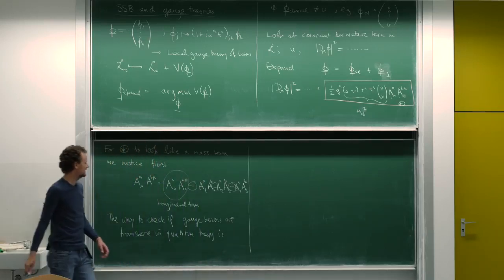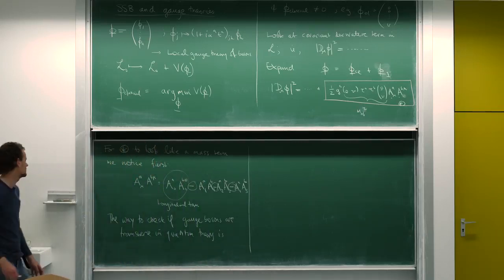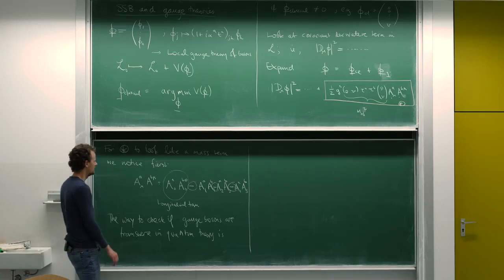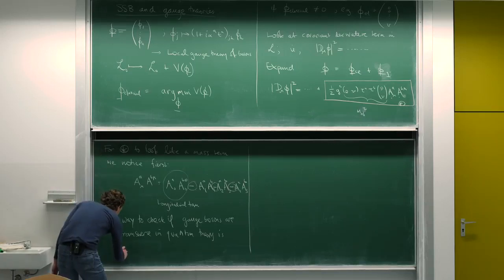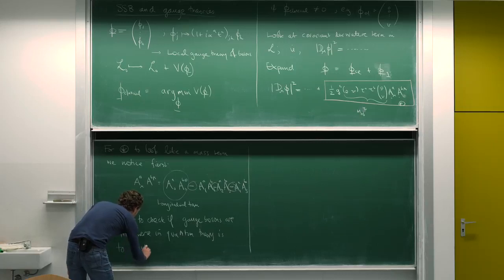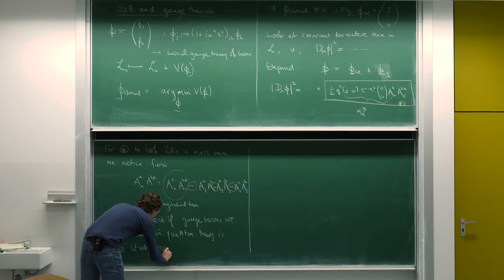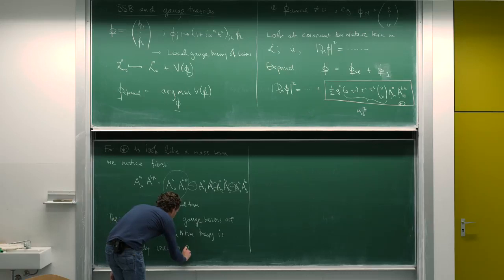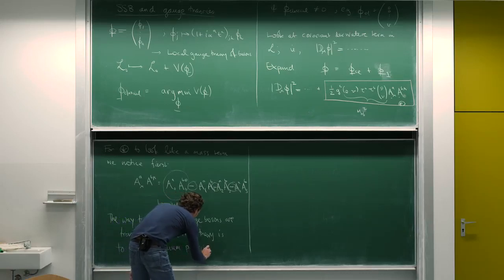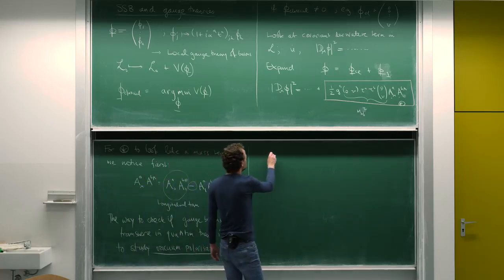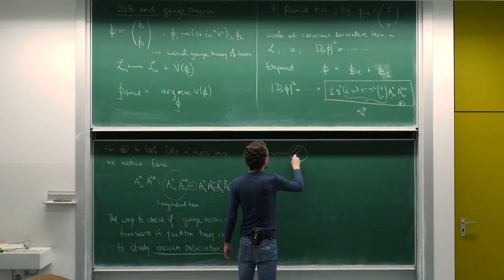So the way to check if the gauge bosons are transverse in the quantum theory is to study this vacuum polarization diagram. So that's this process here.